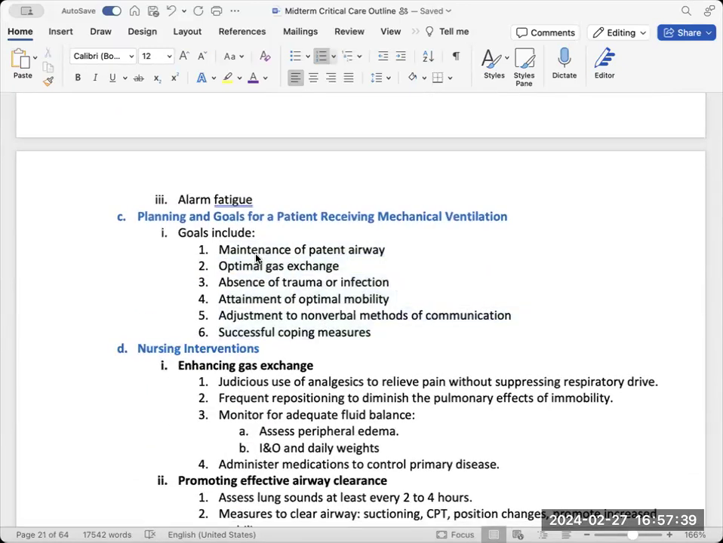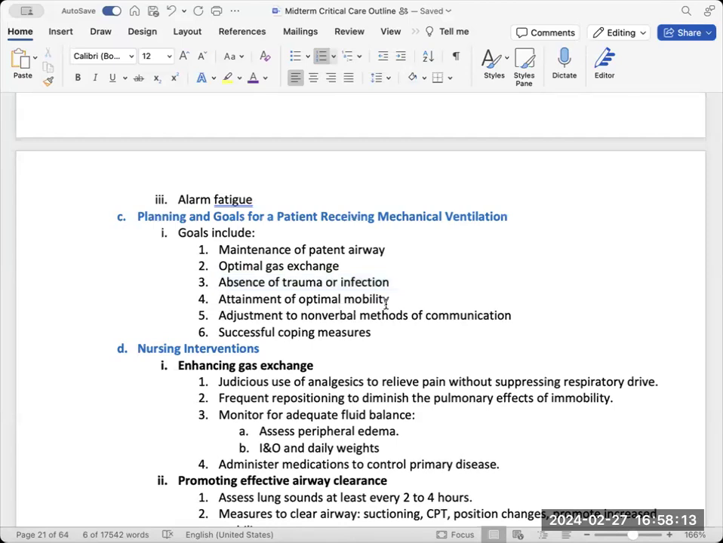So when we're talking about managing a patient who's receiving mechanical ventilation, these are the things that we need to think about, right? Maintenance of a patent airway, that's our priority. Airway patency is our priority. We need to have interventions that relate to that, such as suctioning, right? Optimal gas exchange. We need to assess the lung sounds. We need to look at these ABGs. We need to know what's going on with gas exchange, right? We want to make sure that there's no trauma there and there's no infection. Okay, we need to look for signs and symptoms of that, as well as continually assessing it, right?